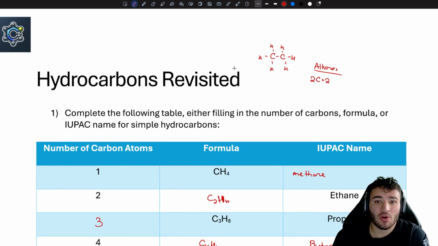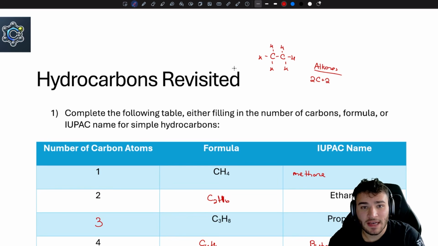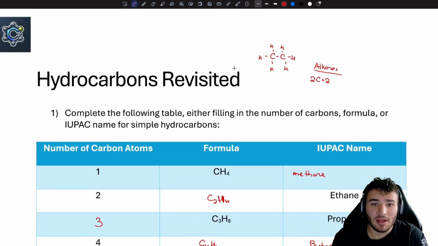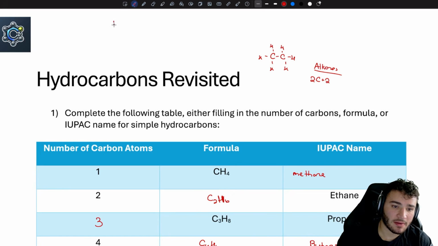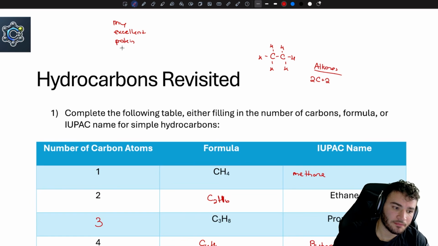And that's because they're named according kind of to Latin names for the numbers. For example, a shape with 5 sides is a pentagon, and a molecule with 5 carbons is pentane. But before that, methane, ethane, propane, and butane don't really come from those names. And so I like the mnemonic: my excellent protein bars. Let's kind of remember that.